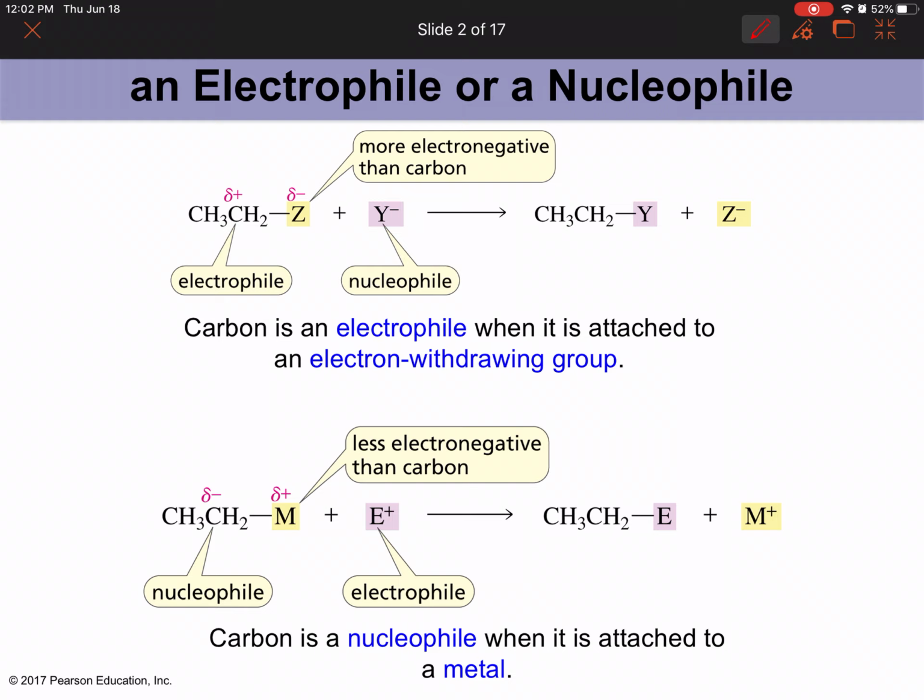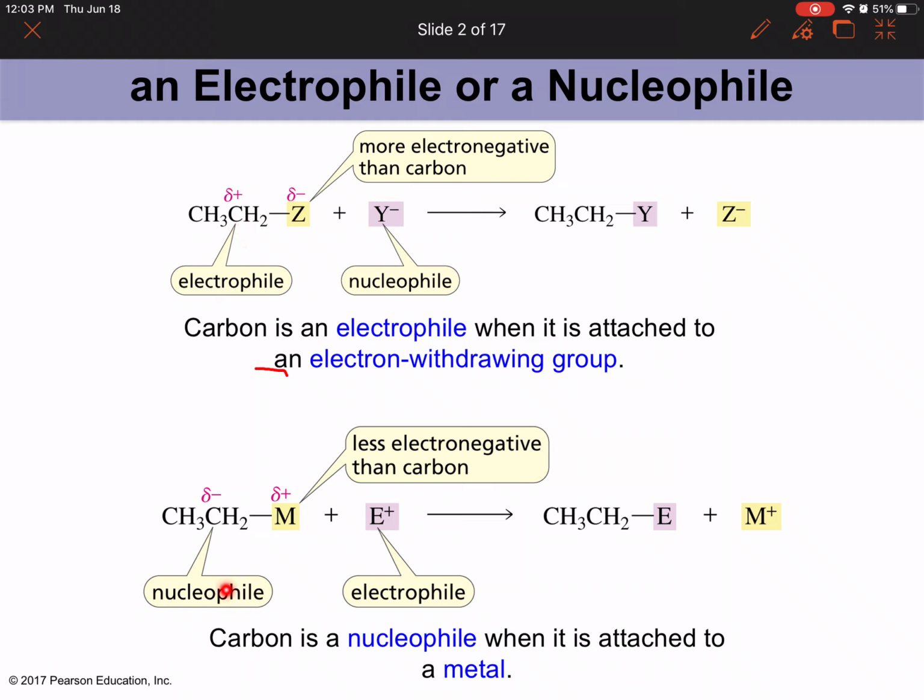Now, what if we can reverse the electron density on the carbon atom? We can do that. Carbon is an electrophile when it is attached to an electron-withdrawing group, which is any atom that is more electronegative compared to carbon. What if we have a different atom here that would be more electropositive compared to carbon? Then the carbon has to be electronegative, and the best way to do that is to attach a metal on the carbon, because we know metals are electropositive.